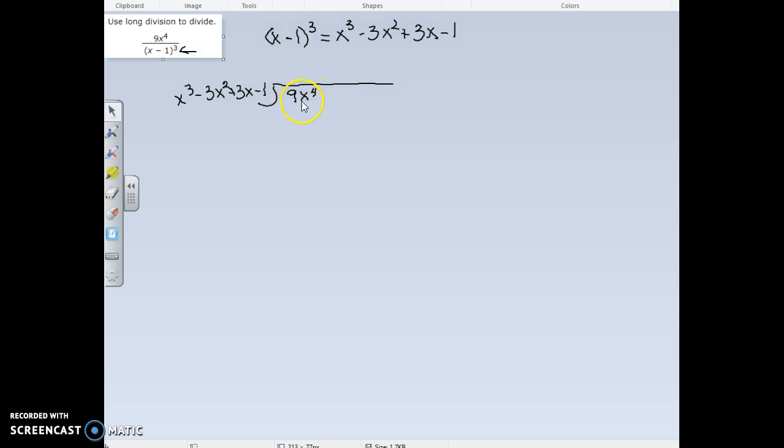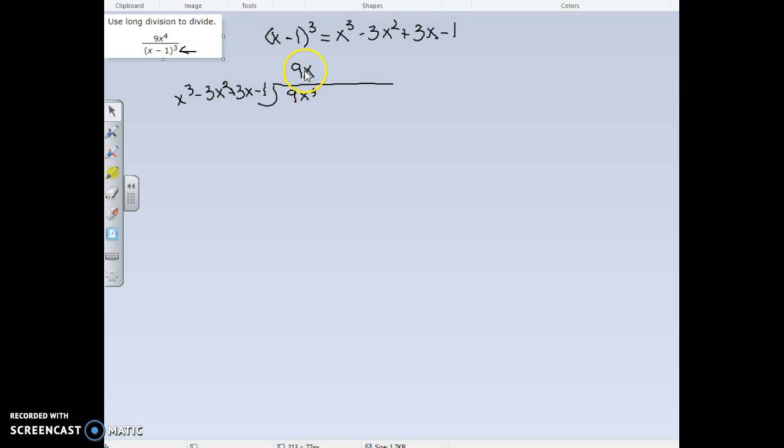Okay. The very first thing that you are going to do is try to eliminate this polynomial to the fourth power. So the first question that you would ask yourself is, what do I need to multiply x cubed by so that I can get 9x to the fourth? Well, that would be 9x. This is the beginning of your solution.